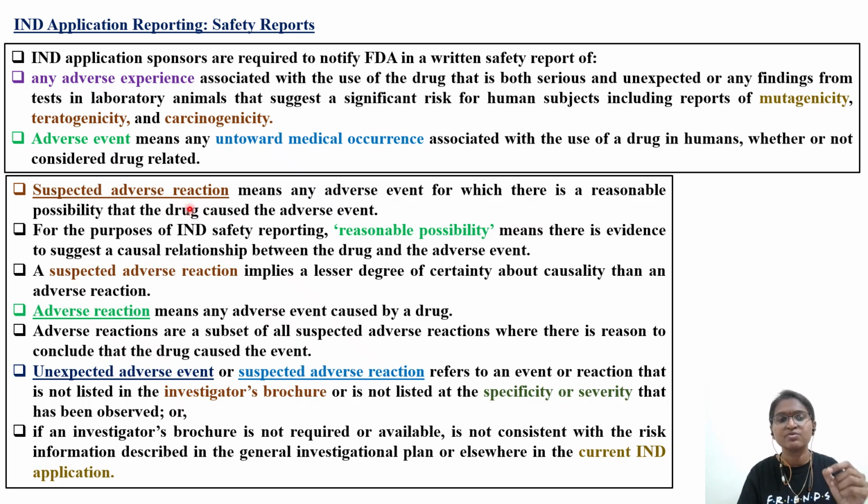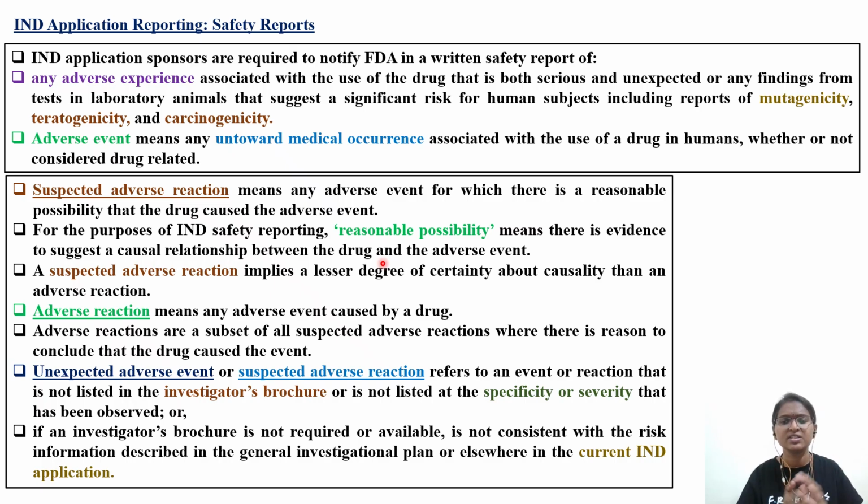So suspected adverse reaction means any adverse event for which there is a reasonable possibility the drug causes the adverse event. Okay, for the purpose of IND safety reporting, reasonable possibility means there is evidence to suggest a causal relationship between the drug and the adverse event.